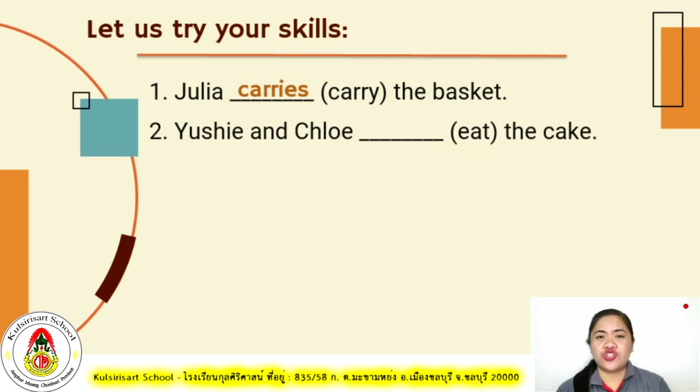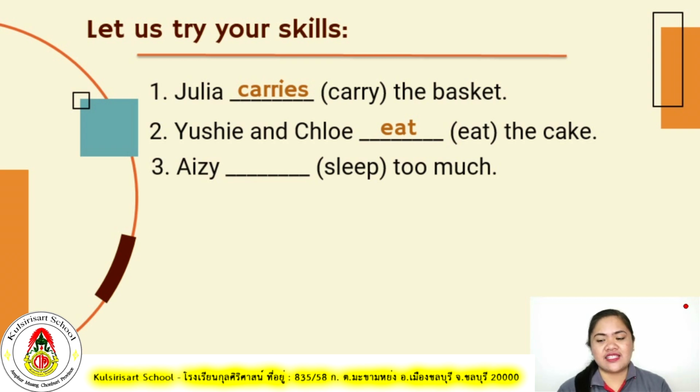Next sentence. Yushi and Chloe blank eat the cake. So we have two subjects here. What should be the verb? Very good. The verb should remain eat because, as rule number 2 says, plural subject. Okay, very good. The verb should be in the base form. Next, number 3. Iz blank sleep too much. The verb here is sleep and our subject is Iz. Now, what do you think should be the verb in this sentence? Very good. Rule number 1. Singular subject must have verb plus S. So, our verb is sleep, so we are going to add S.